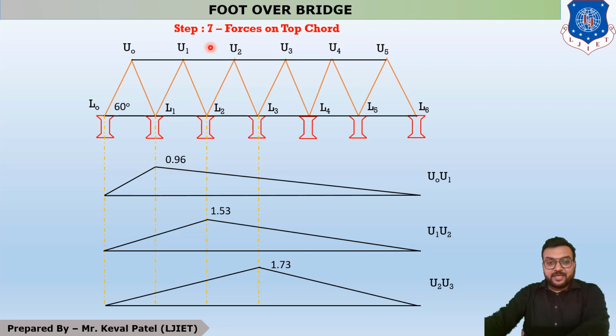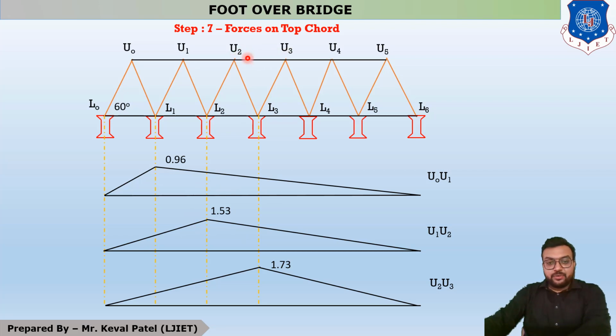Similarly, your second influence line diagram is for the U1 U2 member, and for the U1 U2 member maximum deflection occurs at the center. So your center point is this, and for this point your distance will be 6 now, because the distance from origin is 6 meter. So 6 into (18 minus 6) divided by 18 into 2.6, and you will get your answer 1.53.